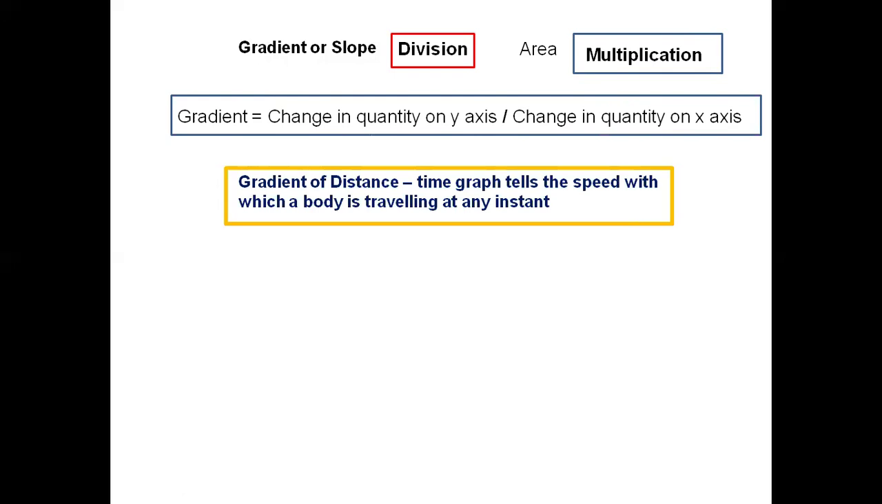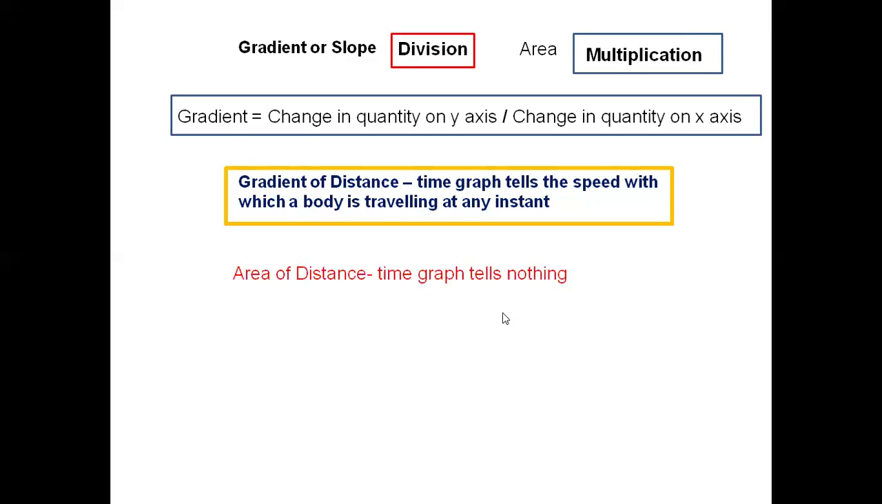If a car, or any body, does not cover equal distance in equal intervals of time, the speed will not be constant. It will be different at different points. So we will apply the method in the next part of it.